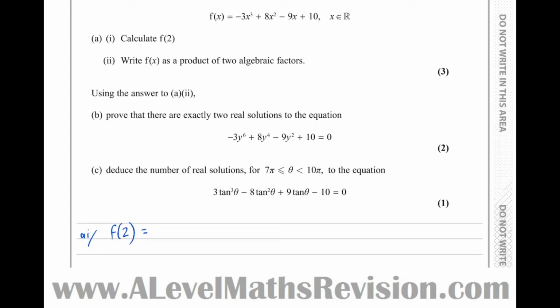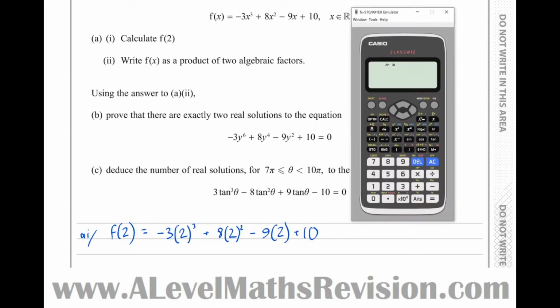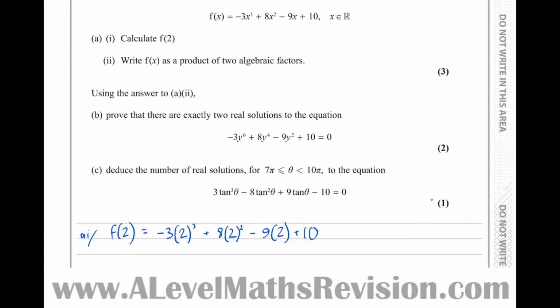f of 2 equals minus 3 (2) cubed plus 8 lots of (2) squared minus 9 lots of (2) plus 10, and put it in the calculator. So minus 3 (2) cubed, typing in exactly what I've written, plus 8 lots of (2) squared minus 9 lots of (2). Putting brackets around what you're subbing in is a good habit to get into, because if it's negative, which it isn't in this case, it matters. So get into this habit. Equals 0.